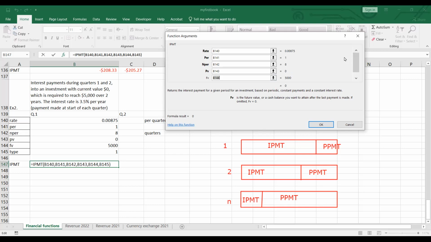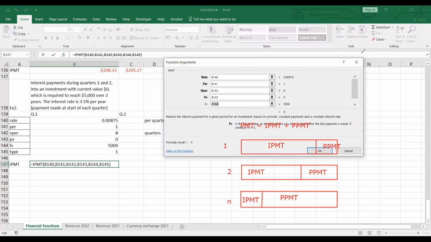IPMT assumes that you have the payment at the end of the period. That is wrong; this one we want to pay at the start of each quarter. That is not what we want, so don't forget that. You have to check on the right hand side, and if the scroll bar happens to you in here, you have to scroll down, otherwise you may miss some of the arguments.